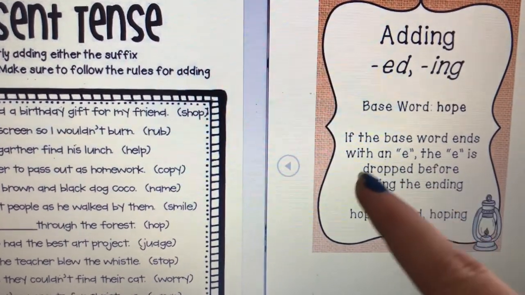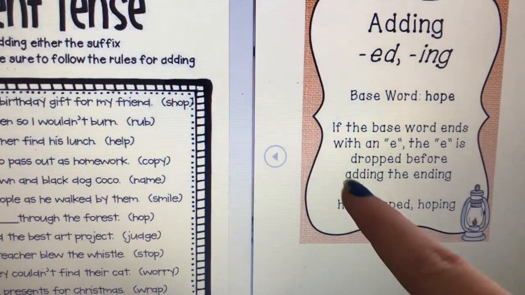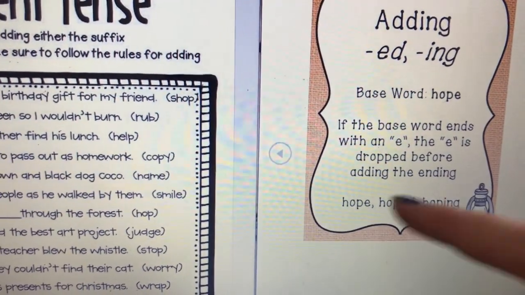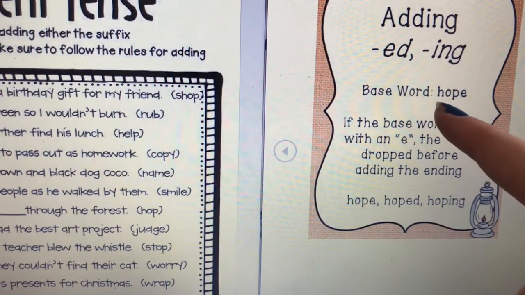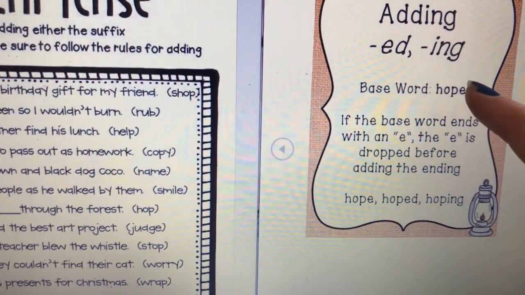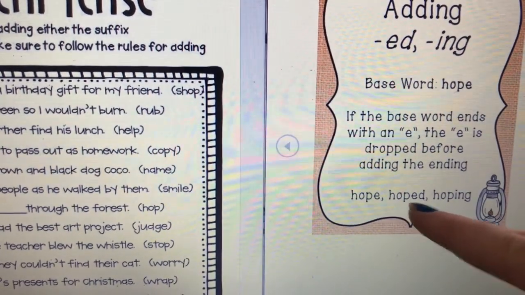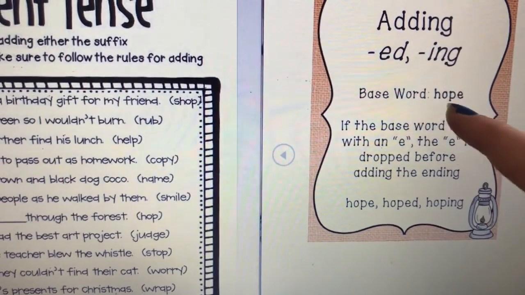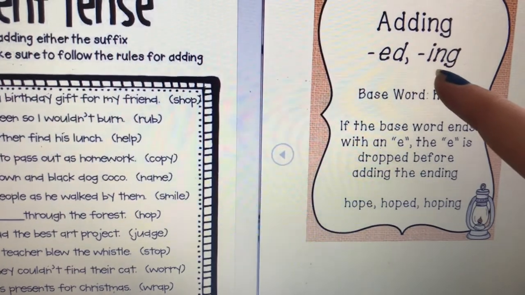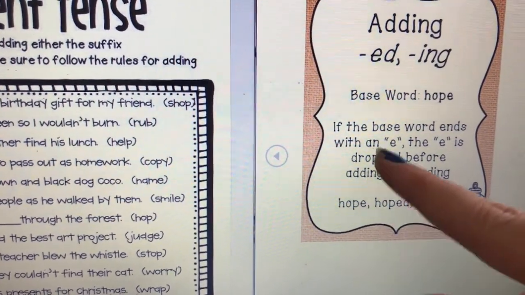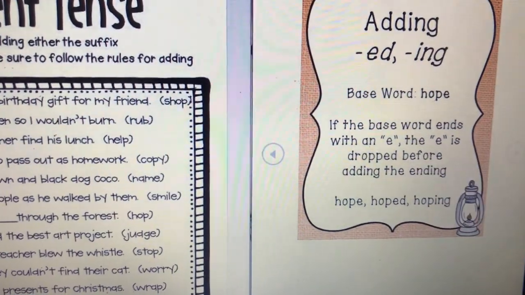If we have a word that ends with an E, what we're going to do is drop that E, pretend it's not there, and then add our ending. So if we have the word hope, we drop the E and then add an ED, and it becomes hoped. If we're adding ING, we drop the E and then we add ING, so it's hoping. All right, so that's what we do if our word ends with an E already.